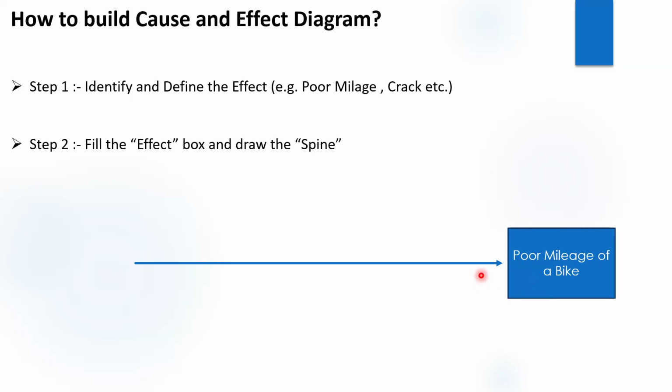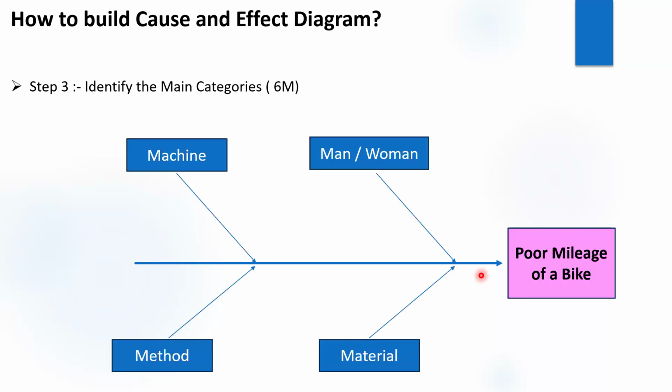Now we go to step number three, which is to make a skeleton. I have made a skeleton of the fish: man, woman, machine, method, and material. Normally we use 6M, but these 4Ms are contributing a lot, so I have selected 4M here. You can select 6M as well, but most of the 4Ms are contributing.